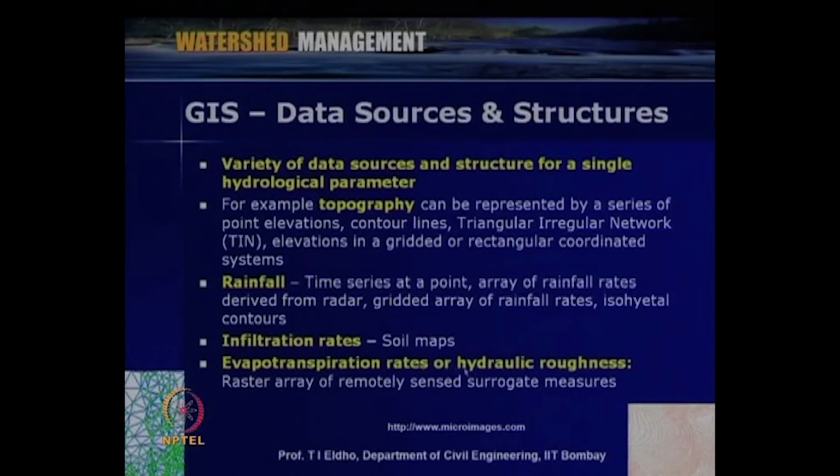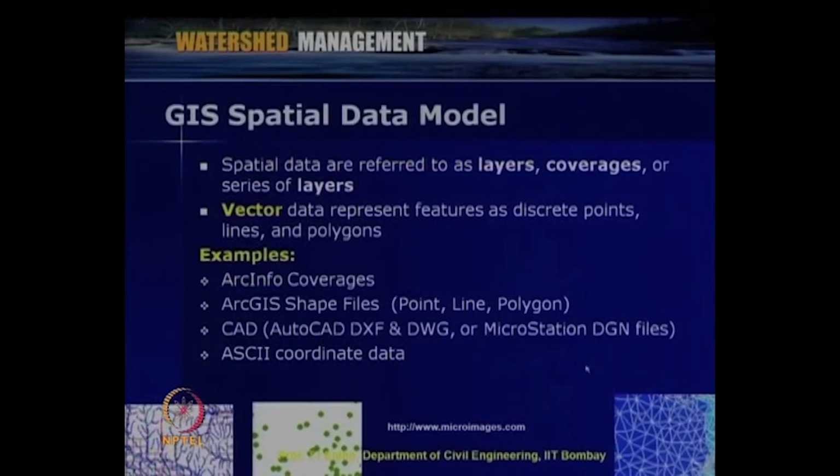Then evapotranspiration rates or hydraulic roughnesses will vary depending upon the land use land cover. So, by using a land use land cover map, we can identify the hydraulic roughness variation within the GIS environment. And then evapotranspiration variation with respect to vegetation or various water bodies, we can identify within a GIS environment. So, raster arrays of remotely sensed surrogate measures also can be used to identify the evapotranspirations or the hydraulic roughnesses.